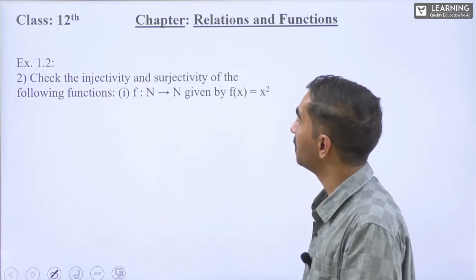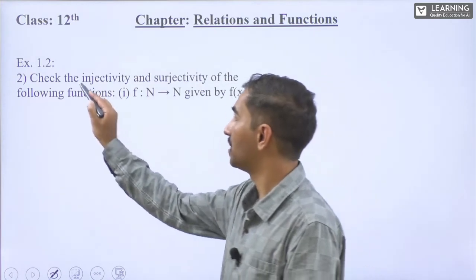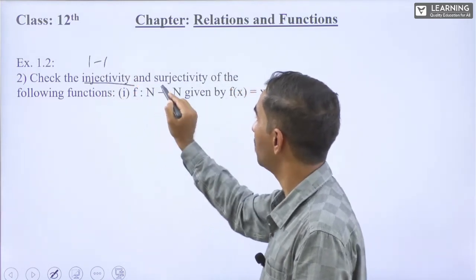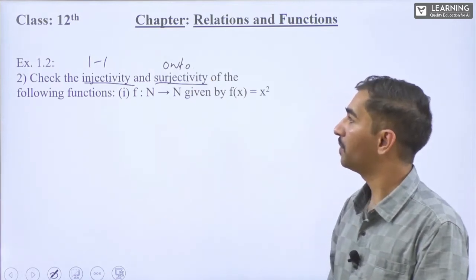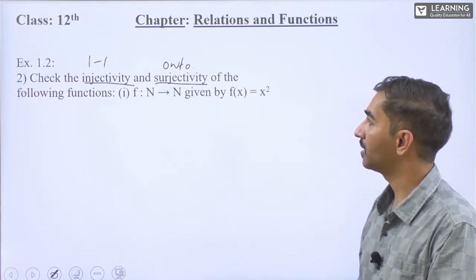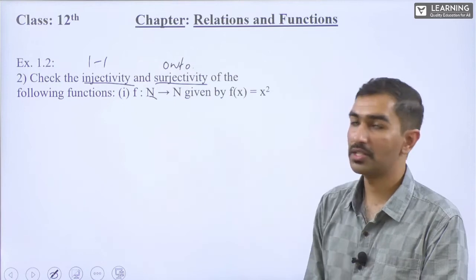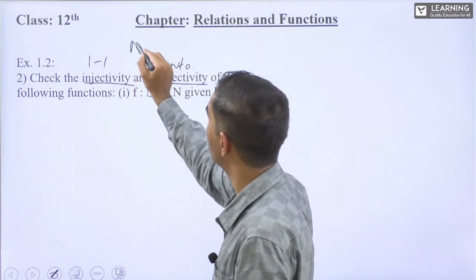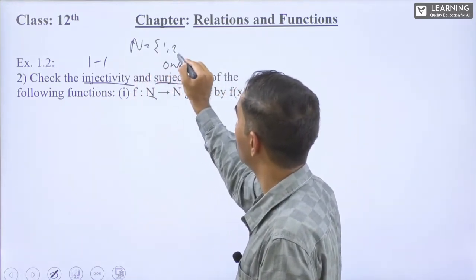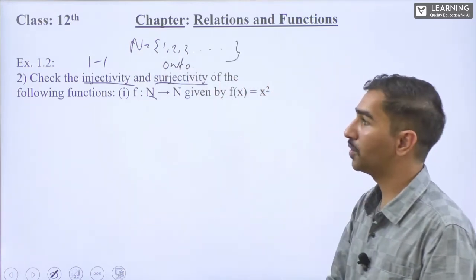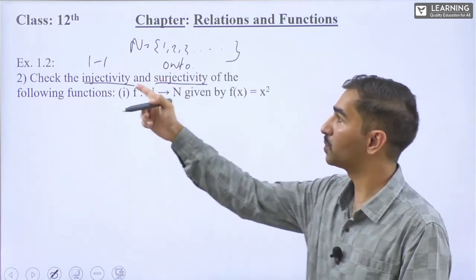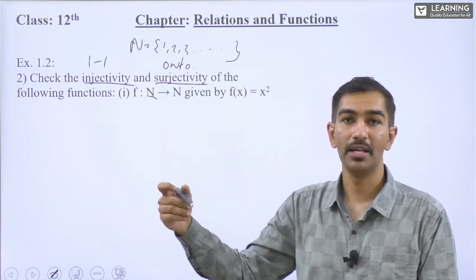So check the injectivity and surjectivity. What is injectivity, students? 1, 1. What is surjectivity? Onto. Of the following functions f, what is N here, students? Set of natural numbers. How does N start? N is equal to 1, 2, 3 and goes on like that. Given by f of x is equal to x square. So we have to check whether it is 1, 1. Also we have to check whether it is onto.